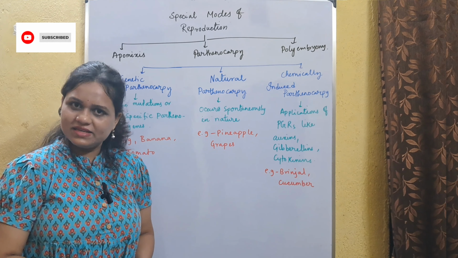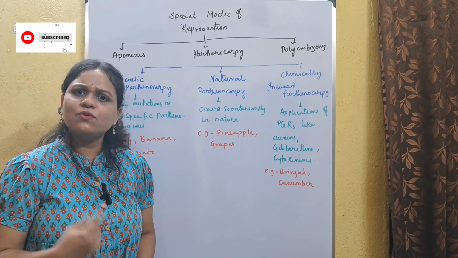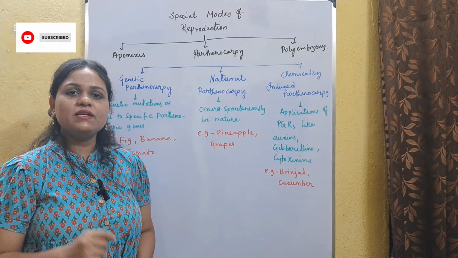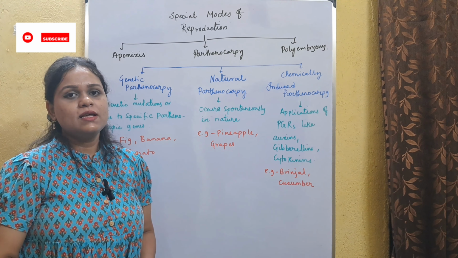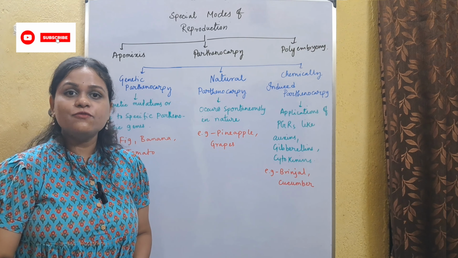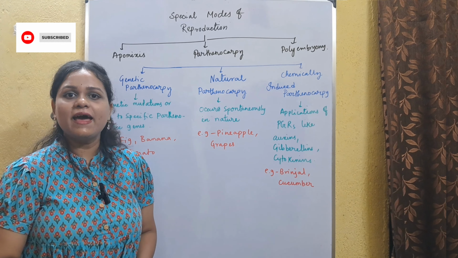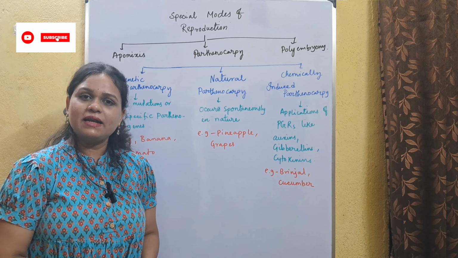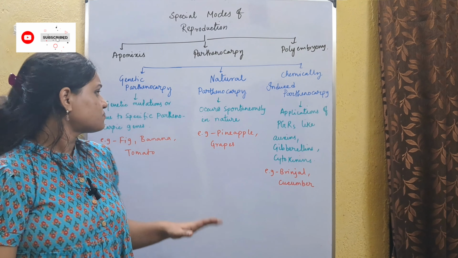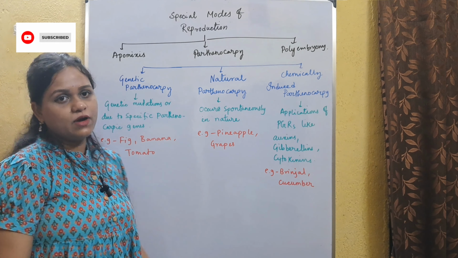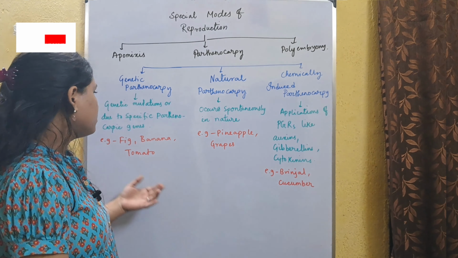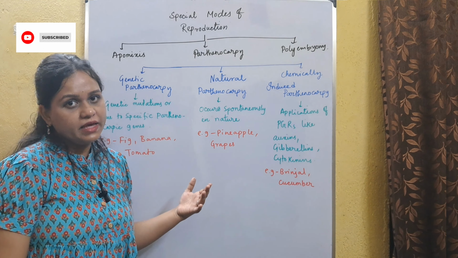Now the question is really arising in your mind: what is parthenocarpy? Parthenocarpy is the formation of seedless fruit. That means there is no seed in the fruit. You may have eaten many fruits which don't have any seed, for example banana, for example grapes. In case of genetic parthenocarpy, it is seen in banana, and it is also seen in tomato and fig.